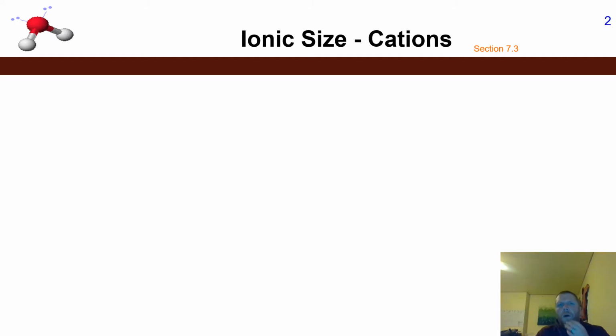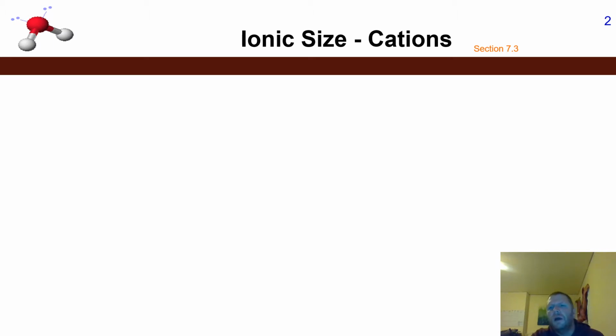Now let's think about the difference between different atoms. As you move from the left-hand side of the periodic table to the right-hand side, you're adding more neutrons. You're adding more protons, so your nucleus is getting a little bit more positively charged. You're also adding more electrons.